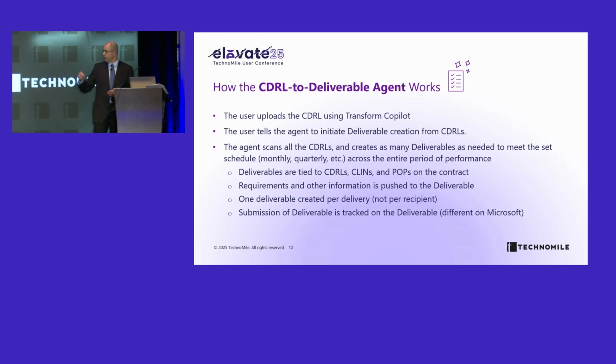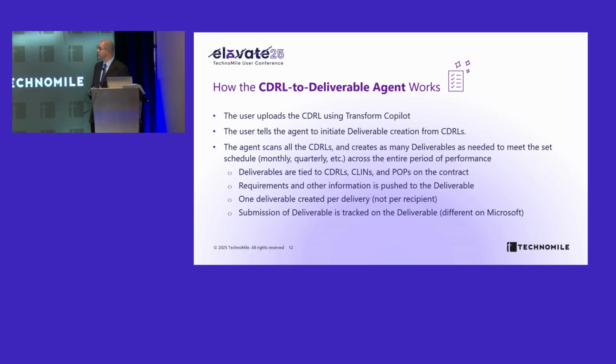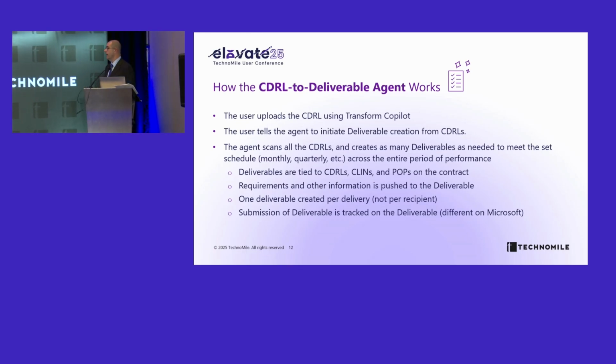The agent scans all the CDRLs and creates as many deliverables as needed to meet the set schedule. They're tied from the CDRLs to the appropriate CLINs and appropriate POPs on the contract. Requirements and other information is pushed, and then one deliverable is created per delivery or per submission. That submission to deliverable is tracked a little differently on Salesforce and Microsoft. This version would work on Salesforce. We'd have to change it a bit to work on Microsoft.